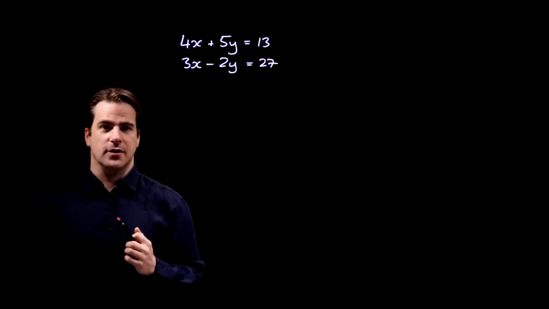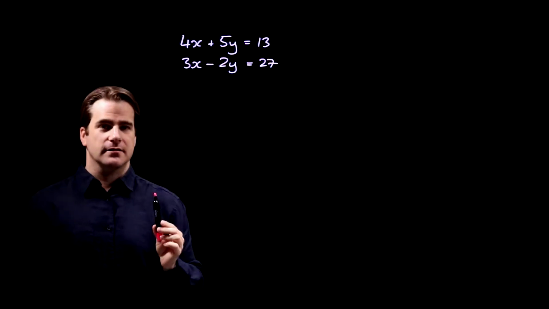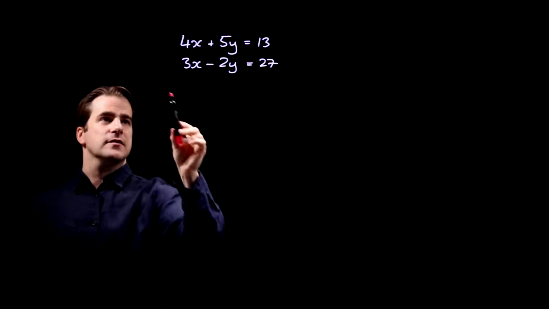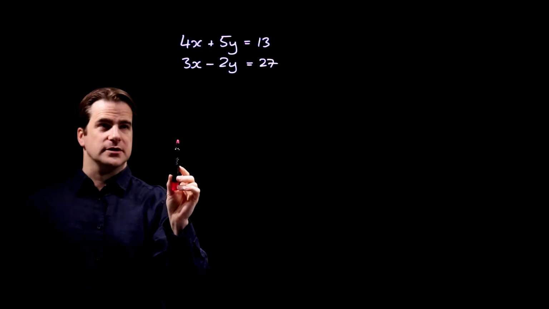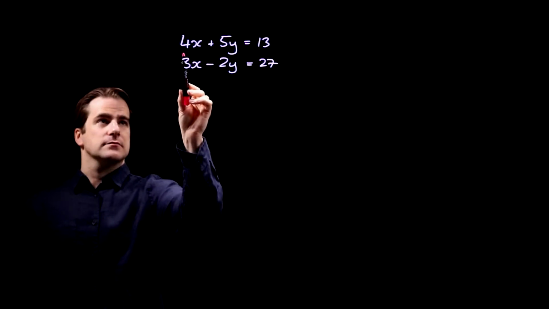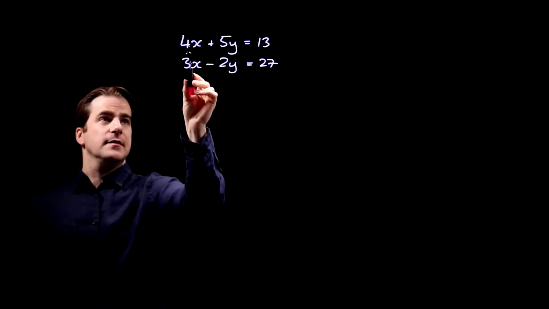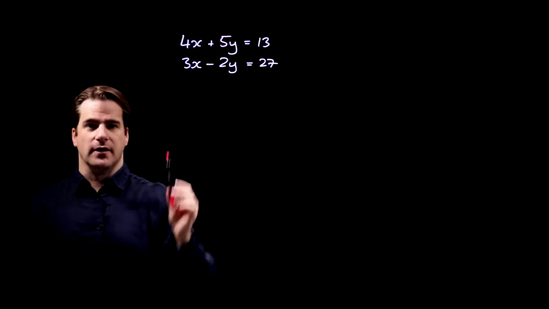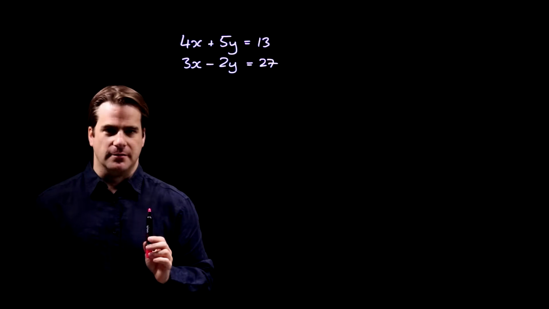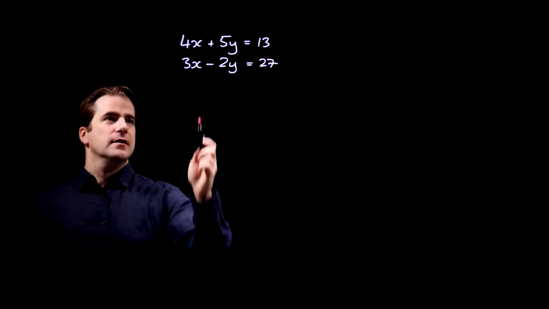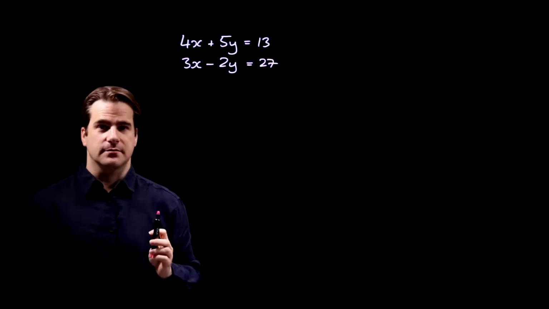Okay, step two. You have to pick on either the x's or the y's and multiply one or both of the equations by whatever, we'll work that out in a minute, in order to get the same number in front of the x's, if you're picking on the x's, or the same number in front of the y's. I'll show you what I mean. Like I say, it doesn't matter which one you pick on, so let's pick on the x's.